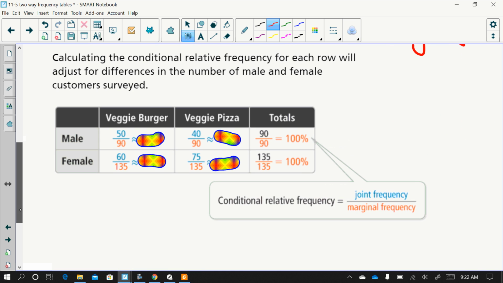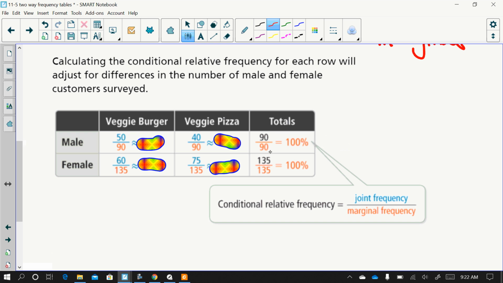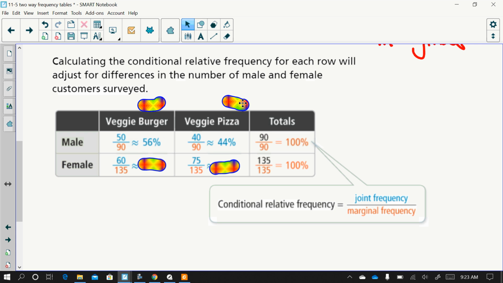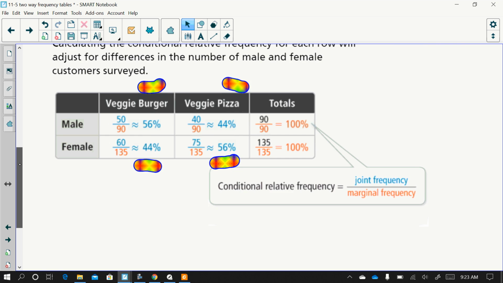So males, we're just going to divide by the total number of males. So I had 50 males like the veggie burger, so I do 50 divided by 90. 56%. Again, males, 40 out of 90, 44%. Again, notice these two added together give me the total. And then the female row, again, we're looking at out of the 135 females. So we do 60 out of 135, it's 44%. And 75 out of the 135, 56%. Okay, and again, total 100% females.